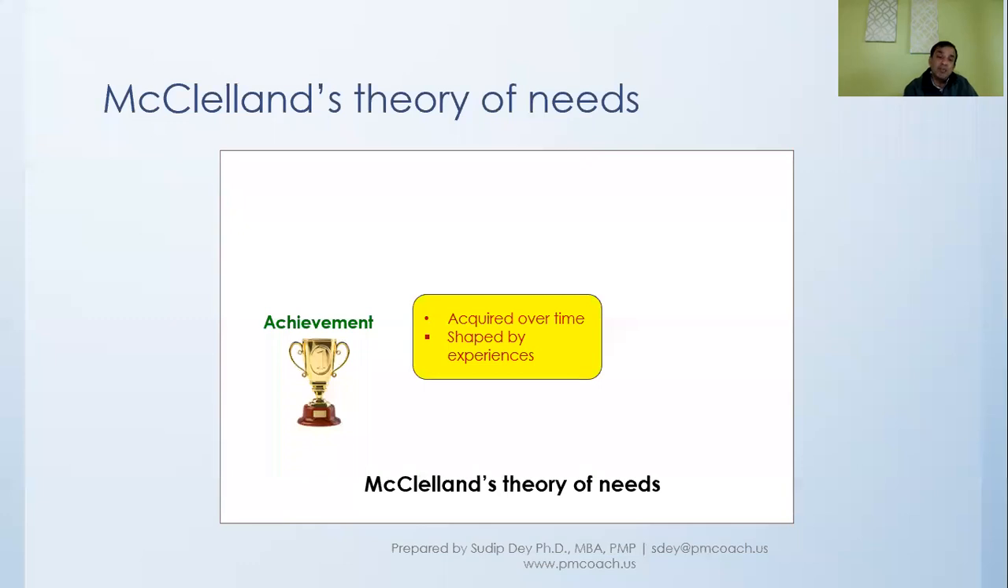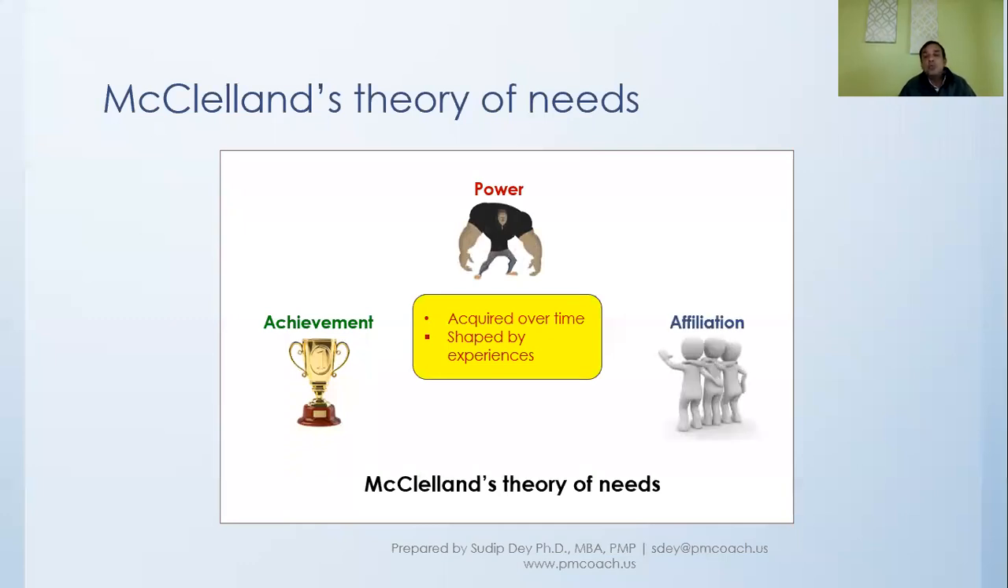One is achievement, the need to achieve. One is power, the need to have power. And one is the need to have affiliation. So what it really means is, if someone has the need for achievement, that person wants to achieve. Nothing else matters, but when they do a job and succeed, that is the best thing that happens to them. They get motivated when they have successfully done something.